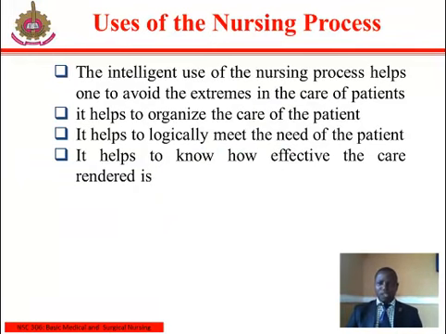Uses of the nursing process. 1. The intelligent use of the nursing process helps one to avoid the extremes in the care of patients. 2. It helps to organize the care of the patient. 3. It helps to logically meet the needs of the patient. And 4. Nursing process helps to know how effective the care rendered is.